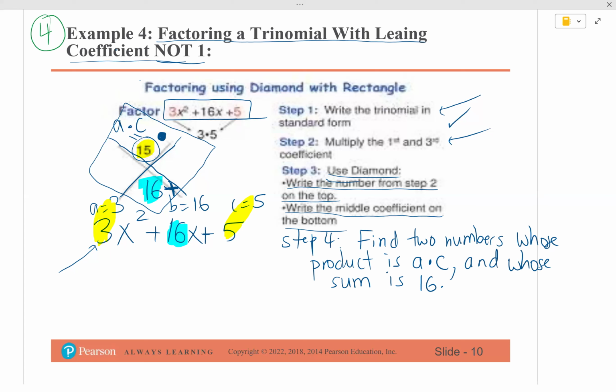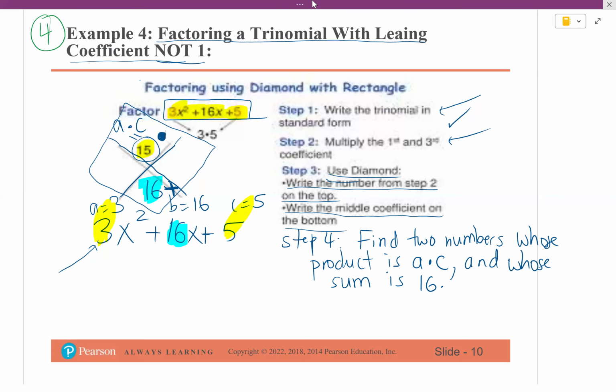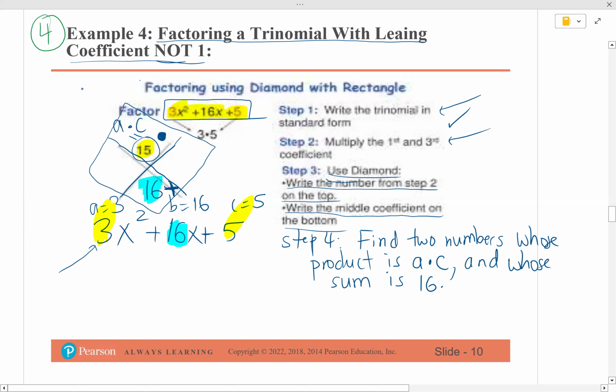But notice that the original problem I was given is 3x squared plus 16x plus 5. If I looked at that, I don't know if I would remember what I'm trying to do. I'm not trying to find 2 numbers whose product is 5 and whose sum is 16. I'm looking for 2 numbers whose product is 15 and whose sum is 16. So that's why it's nice to have this little diamond or X to put your ideas and thoughts in.